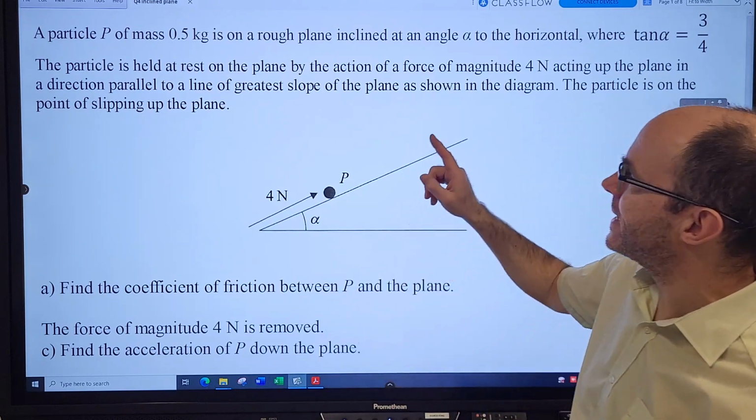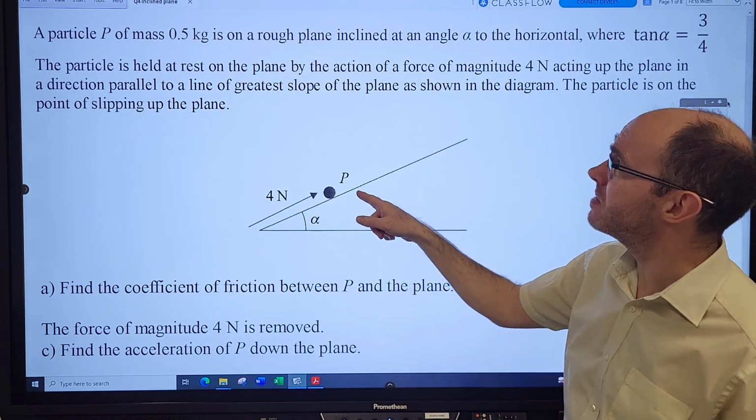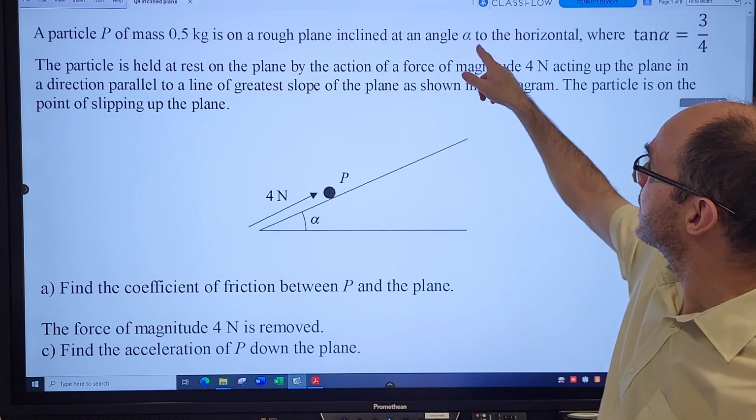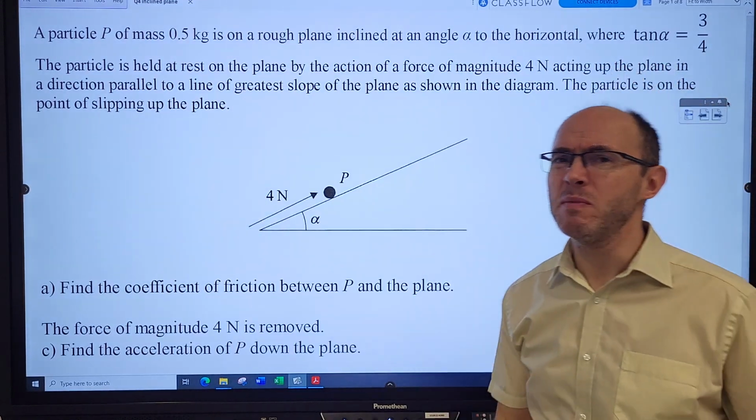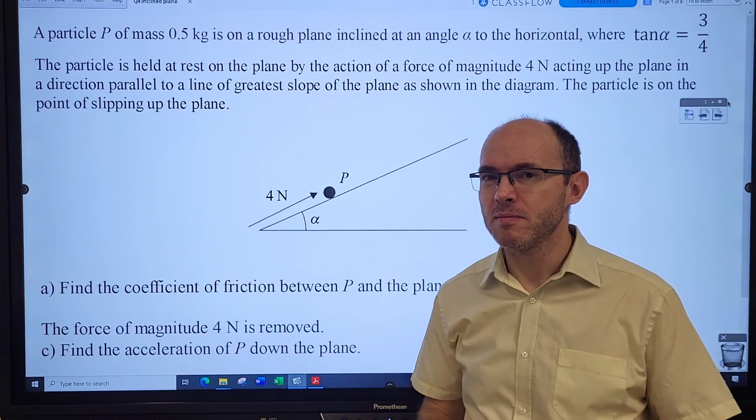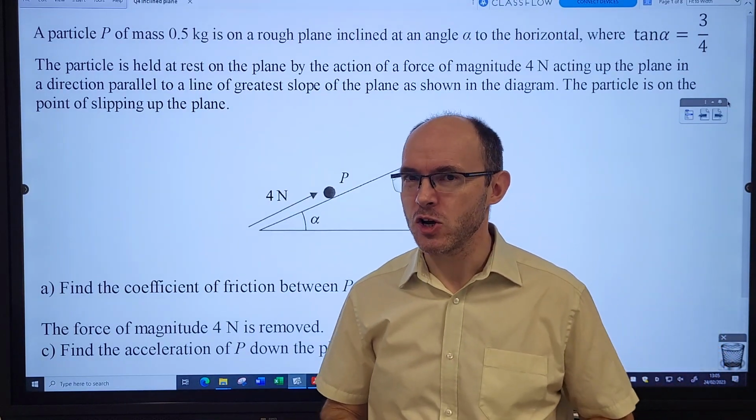So you've got particle P of mass 0.5 kilograms on a rough plane inclined at an angle alpha to the horizontal, where tan alpha equals 3/4. Now you might think that's an awkward way of phrasing it, but it's been phrased that way for a reason. I'll show you that in a minute, okay?